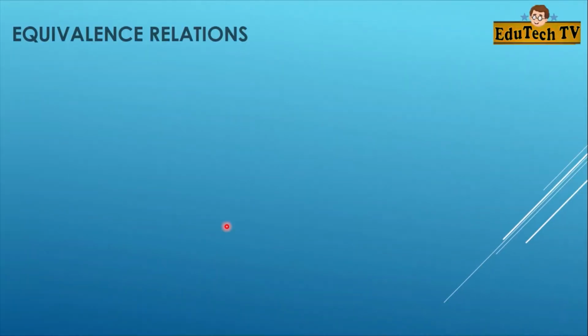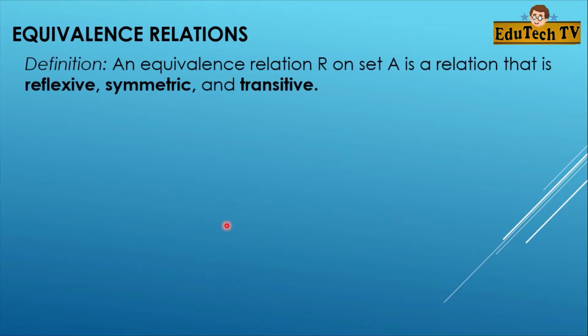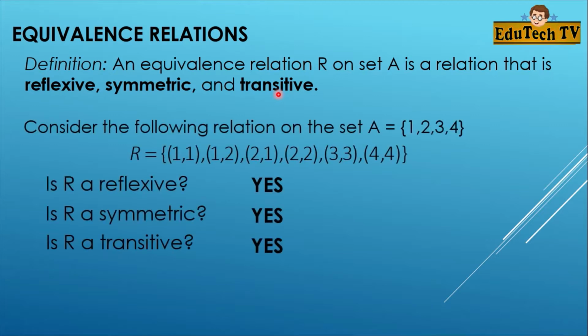Now, let's proceed to equivalence relations. By definition, an equivalence relation R on set A is a relation that is reflexive, symmetric, and transitive. Okay, consider the following relation dun sa last natin kanina. So since yung R natin ay reflexive, symmetric, and transitive, then this R or the relation is also an equivalence relation.